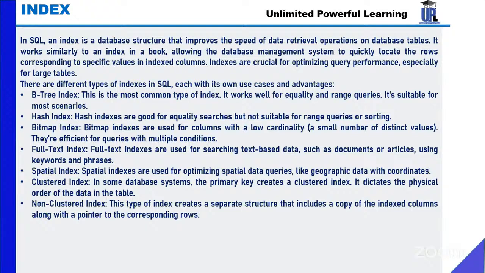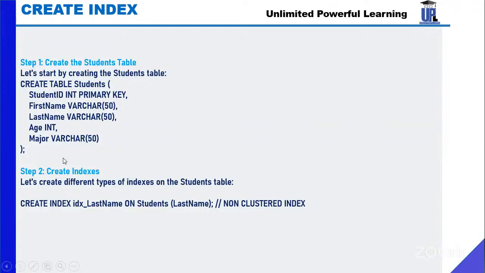What is the index? An index is a database structure that improves the speed of data retrieval operations on database tables. It works similar to an index in a book, allowing the database management system to quickly locate a row corresponding to a specific value in an indexed column. That's why people use the indexing concept for query optimization. I'm not getting into the inner data structures used for indexes.